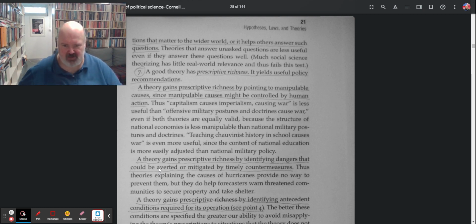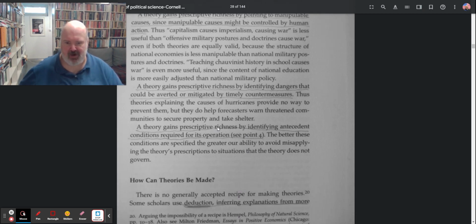In other words, repeating, a theory gains prescriptive richness by identifying dangers that can be averted or mitigated by timely countermeasures. Thus, theories explaining the causes of hurricanes provide no way to prevent them, but they do help forecasters warn threatened communities to secure property and take shelter. So theories of hurricanes don't teach us how to stop hurricanes from happening, but they teach us when they are likely to happen, and therefore we are able to warn people to take precautions, right? And take shelter, secure their property.